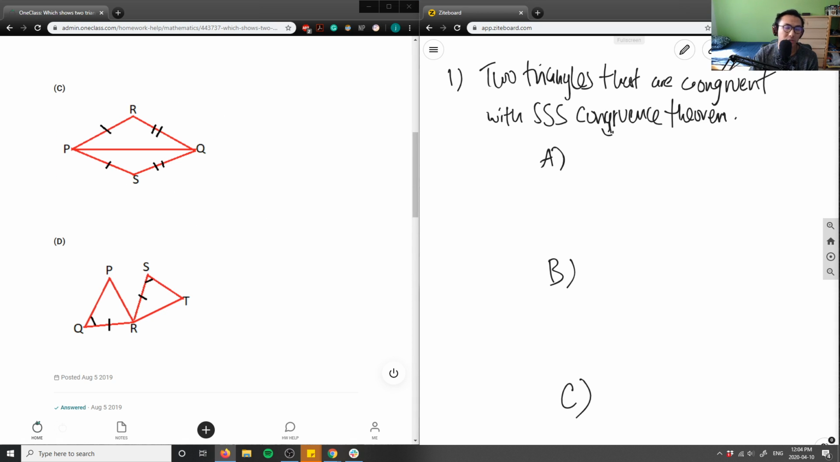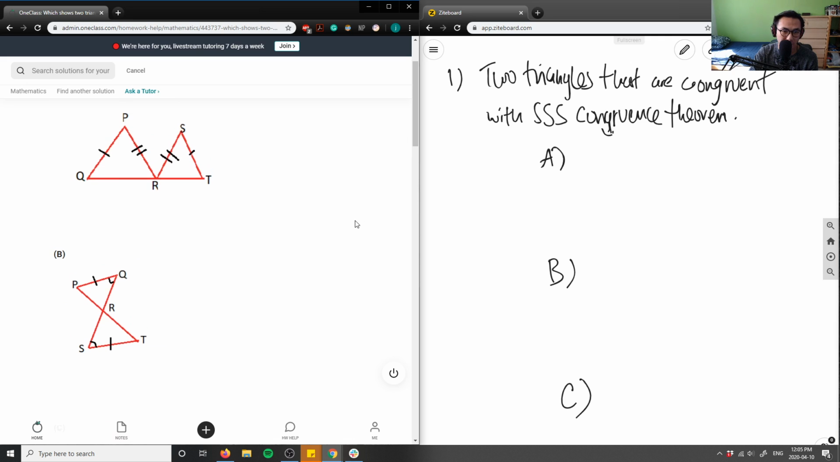First, I would think to myself, what is the SSS congruence theorem? SSS is shorthand for side-side-side. We have two triangles with all three sides equal to each other, so they're equal in length. Therefore, they have exactly the same three angles. That's what we're proving: if three sides have the same length, then my three angles are also the same, which means my triangles are congruent to each other.